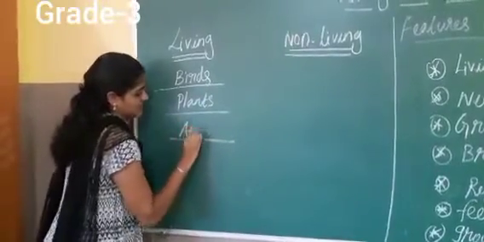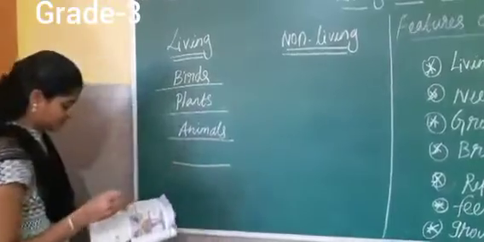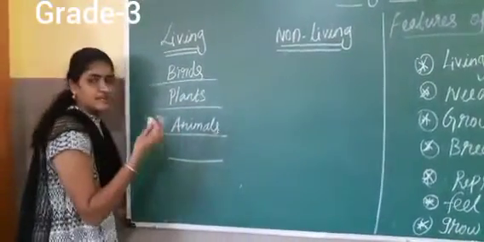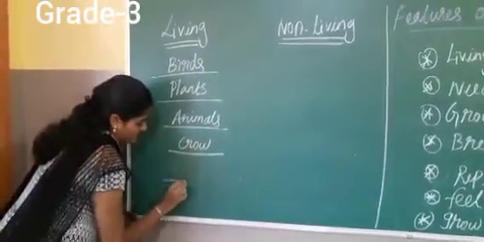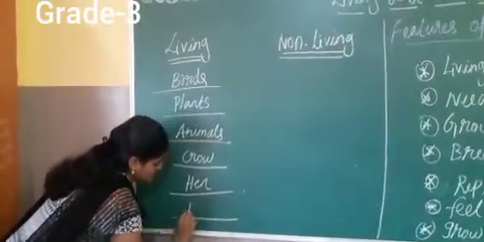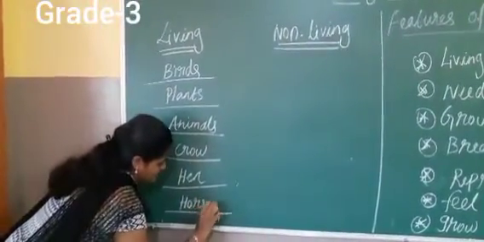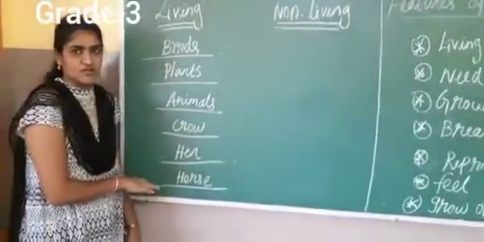Third, animals. And the fourth, whatever animals you need to write, you can write crow, hen, horse. Apart from this, if you know any other living things, you can write it, children, no issue.